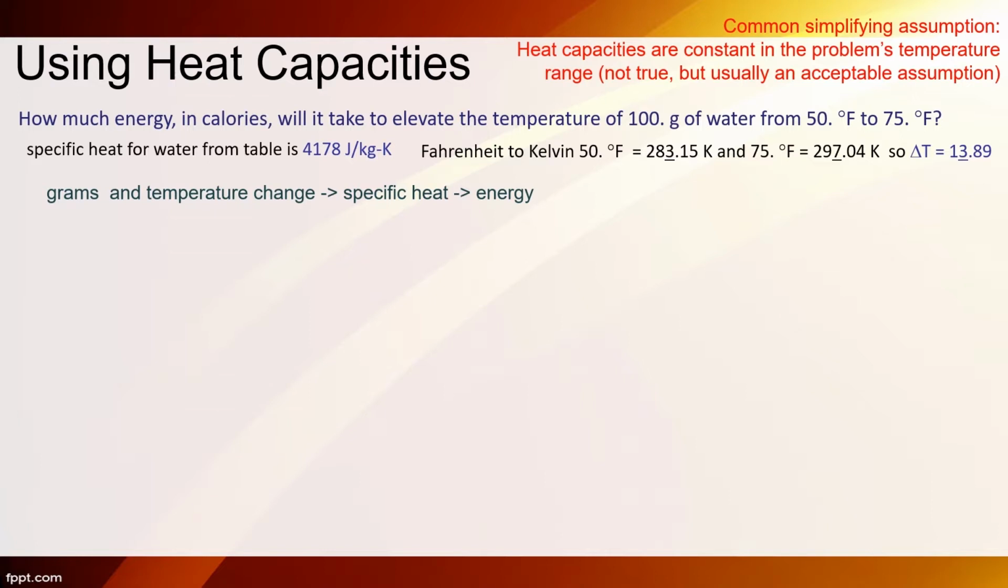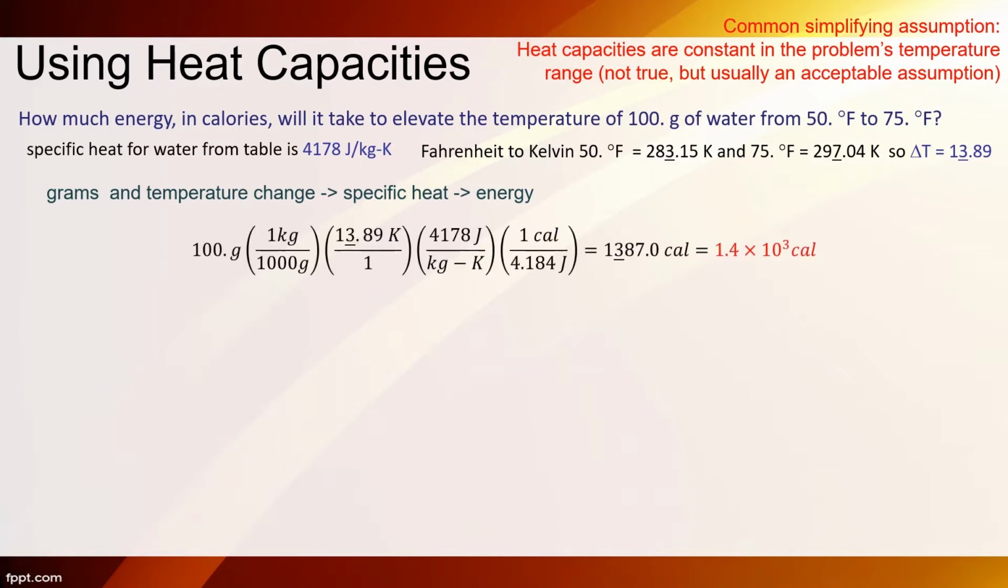50 degrees Fahrenheit equals 283.15 Kelvin, and 75 degrees Fahrenheit equals 297.04 Kelvin. The temperature change will be 13.89 Kelvin, where we have underlined the 3. See, don't forget to keep track of your sig figs at every step, and as always, avoid rounding off your numbers till the very end. Notice how we use the heat capacity to cancel the mass and temperature units, and how we use the calorie-joule conversion at the end. So plugging everything in, it looks like we will need 1,400 calories of energy to raise the temperature of the water.